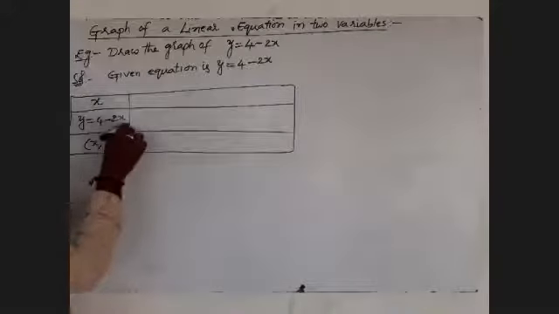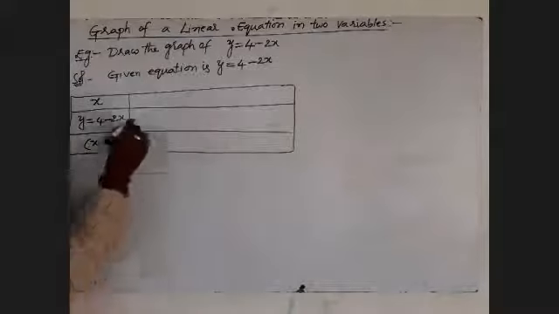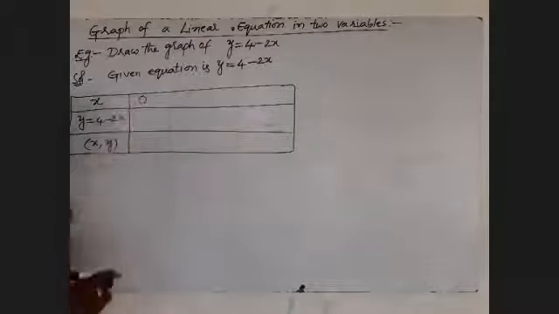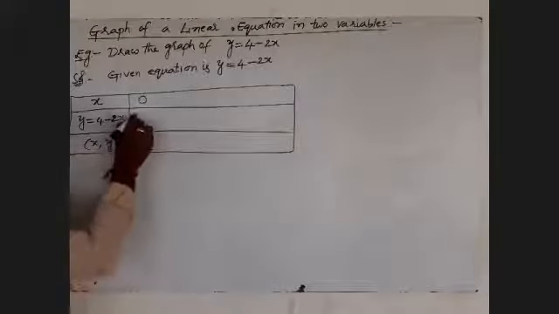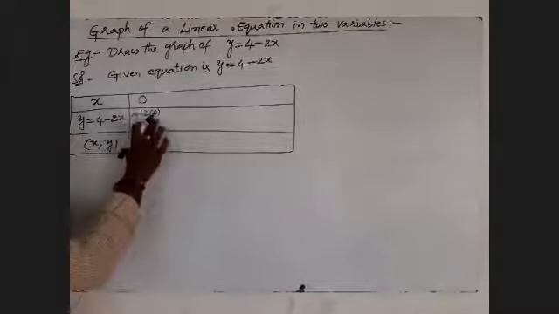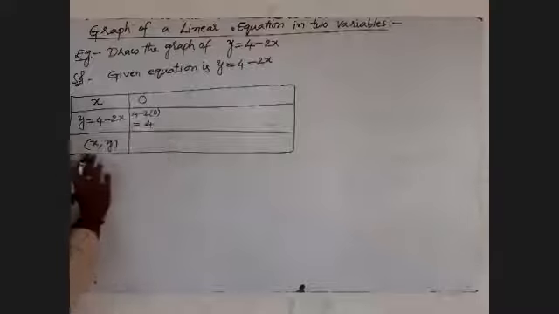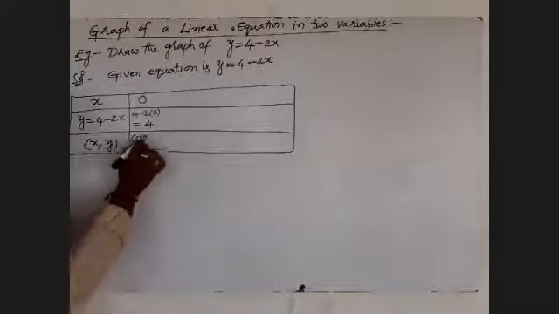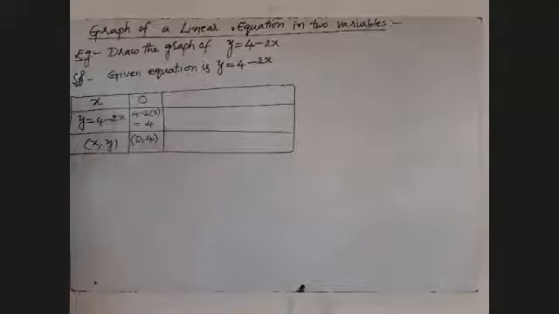First, we will take the x values. We have to find out the value of y. First, let x is equal to 0. How to apply it? I will write 4 minus 2 into 0. 2 into 0 is 0. 4 minus 0 will become 4. Where x value is 0, y value is 4. So x comma y is nothing but 0 comma 4.